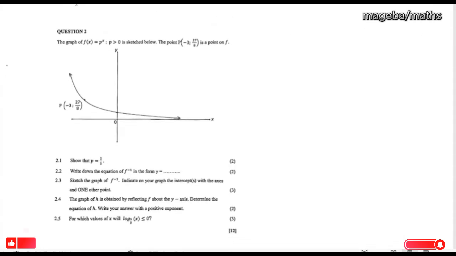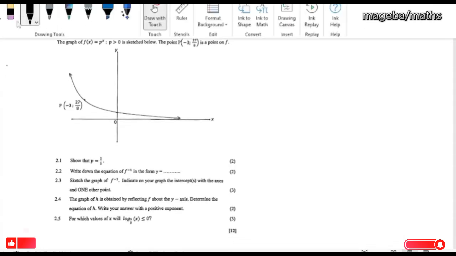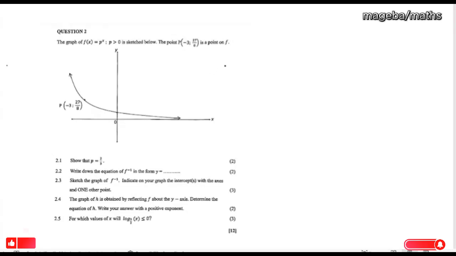Good people, today we'll be doing a revision on functions where we'll be focusing on the exponential graph. Now, this is one of the previous question papers that were set. On this question, we have that f of x is equal to p to the power x, where p is greater than 0. So if p is greater than 0, meaning p is positive. That's what it means.